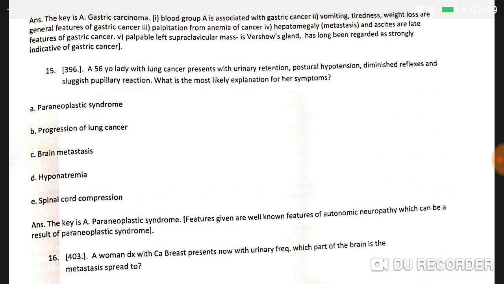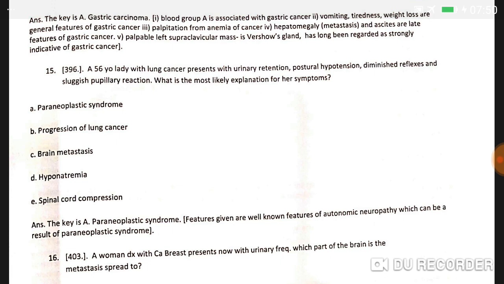A 56-year-old lady with lung cancer presents with urinary retention, postural hypotension, diminished reflexes, and sluggish pupillary reaction. What is the most likely explanation of her symptoms? Lung cancer with urinary retention, postural hypotension, diminished reflexes. So this is a paraneoplastic syndrome. The features given are features of autonomic neuropathy, which can be a result of paraneoplastic syndrome.